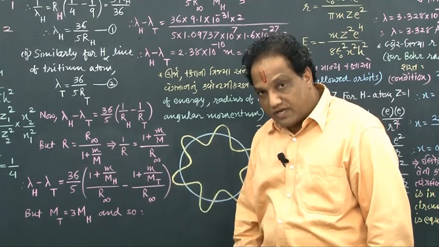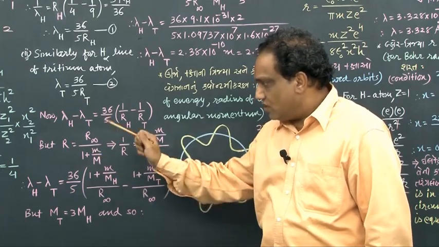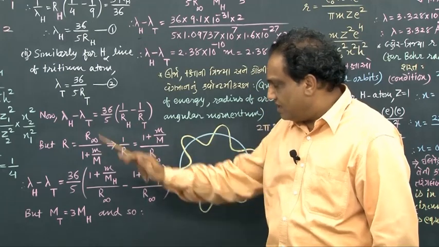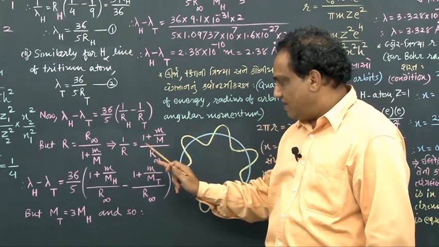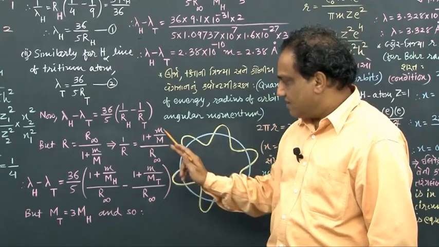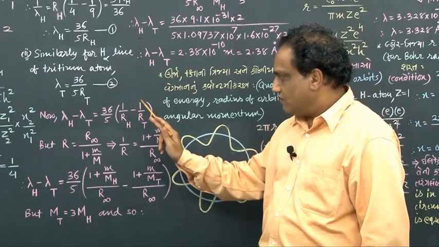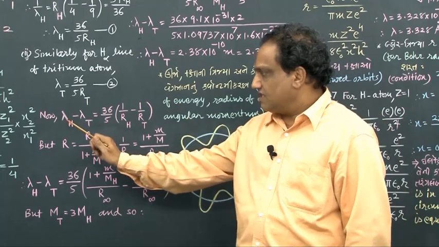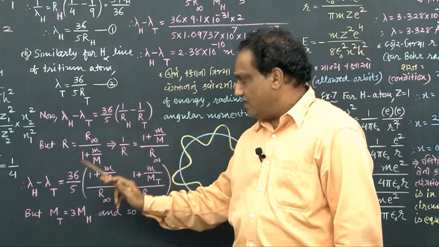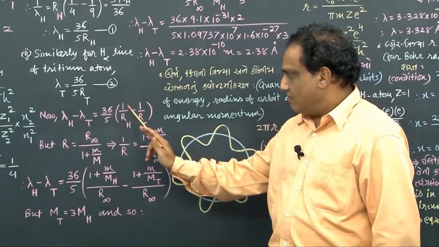When you take the reciprocal here, the denominator will appear in the numerator, and the numerator will appear in the denominator. So just take the reciprocal here: 1 plus m upon M divided by R infinity. And now just write this formula for these two values. Start with this difference, lambda H minus lambda T, 36 upon 5 as it is.